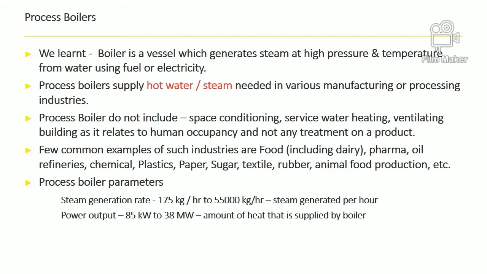Typically, process boilers have steam generation rate ranging from 175 kg per hour to 55,000 kg per hour. Typical power outputs range from 85 kilowatt to 38 megawatt. Power output here indicates the amount of heat that is supplied by the boiler.